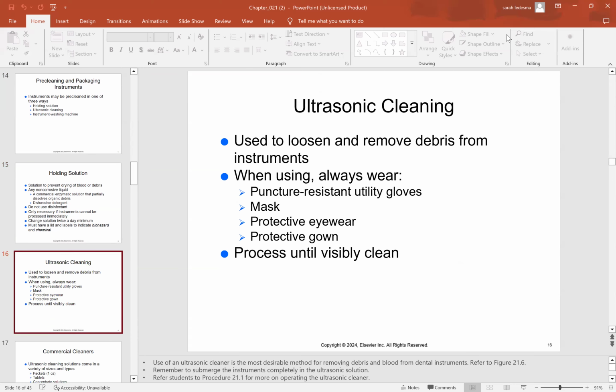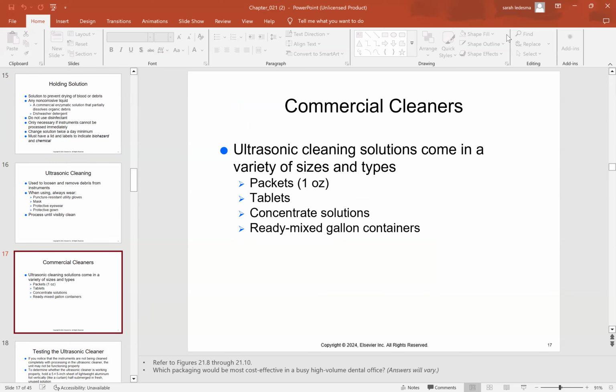Our ultrasonic cleaner is used to loosen and remove debris from instruments. When using, we're going to wear puncture-resistant utility gloves, a mask, eyewear, and a gown, and we'll process our instruments until they're visibly clean. Ultrasonic cleaning solutions come in a variety of sizes and types. We have packets, tablets, concentrate solutions, and then also ready mixed gallon.